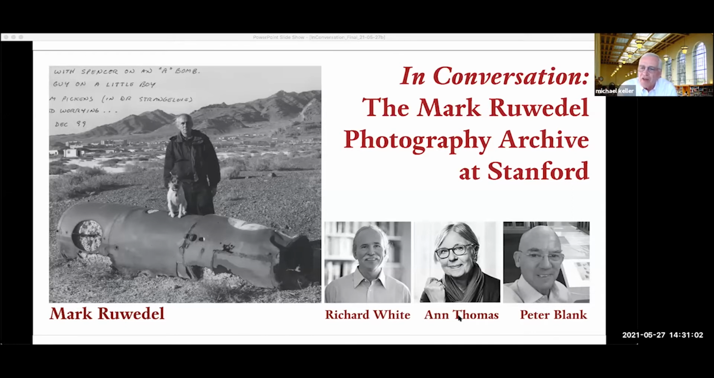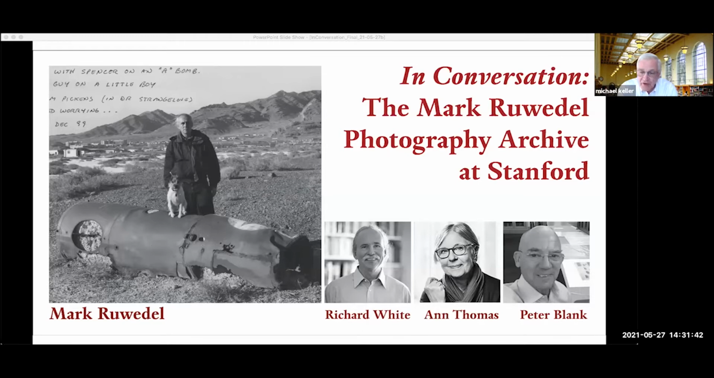The term "in conversation" is one that's important in this setting, and I ask you to pay attention to it. The exhibition being installed in our galleries, entitled Between Artists, Books, Albums, and Portfolios from the Mark Ruwedel Photography Archive at Stanford, places Ruwedel's works in visual conversations with many pieces from our collections, including the Carleton Watkins Mammoth albumen plates, Andre Breton's Nadja, Ed Ruscha's Some Los Angeles Apartments, and various facsimile maps from the David Rumsey Map Center.